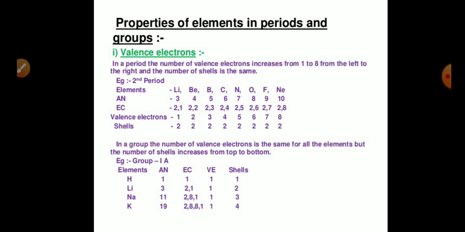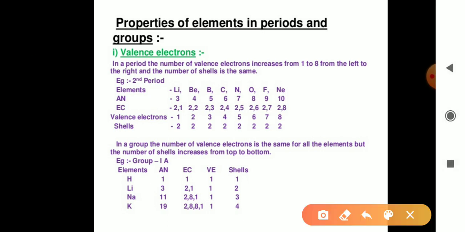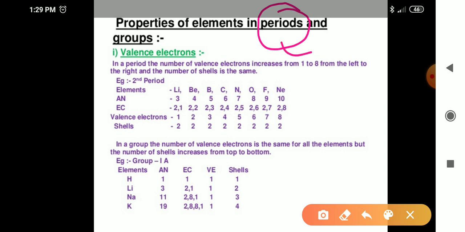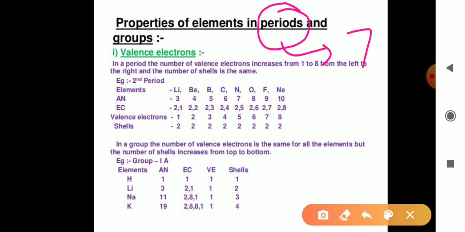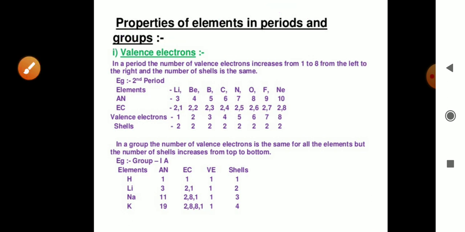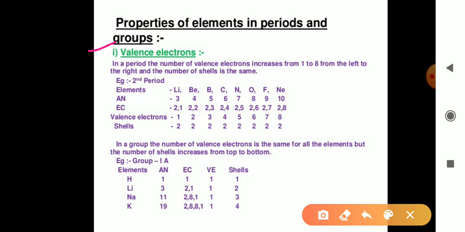Now we know what is a period and what is a group. Periods are the horizontal rows, and the total number of periods in the modern periodic table is 7. Groups are the vertical columns, and the total number of groups in the periodic table is 18. Now the properties of these groups and periods. The first property is valence electrons.